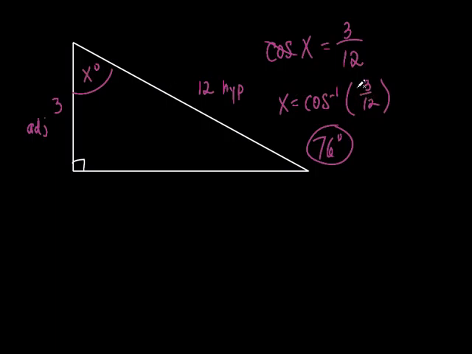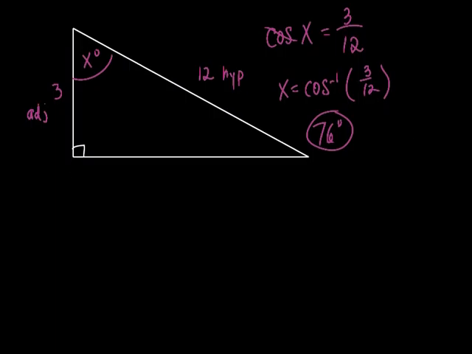If you have a TI-30XA, you would do this. You would go 3 divided by 12, then equals. And then you would hit second function cosine, and then you would get your answer. Okay? Make sure you know how to use your calculator. And we've talked about that a lot.